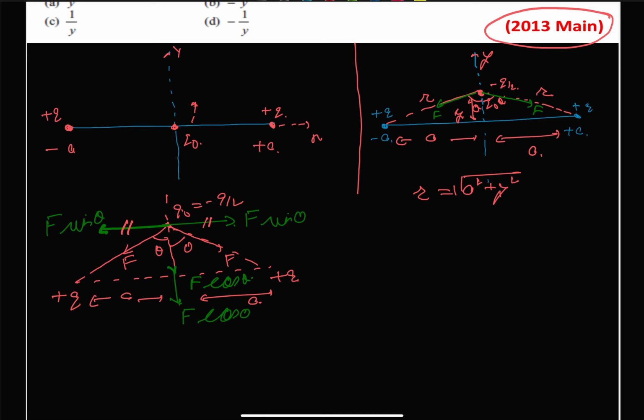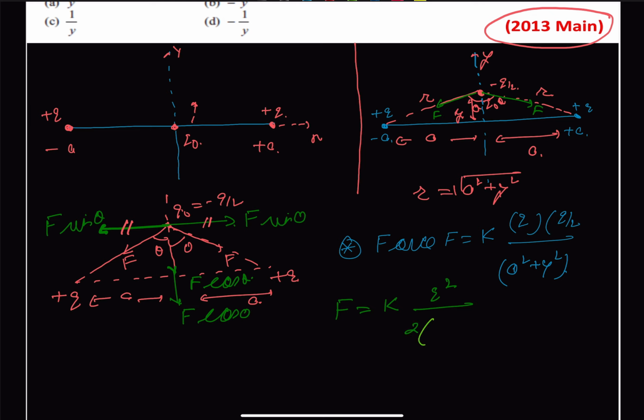Now we can easily find out the force F. We can say that force F will be equal to k q multiplied by q by 2 divided by r square, that is a square plus y square. And this we can write as the force F will be equal to K Q square upon 2 times a square plus y square.